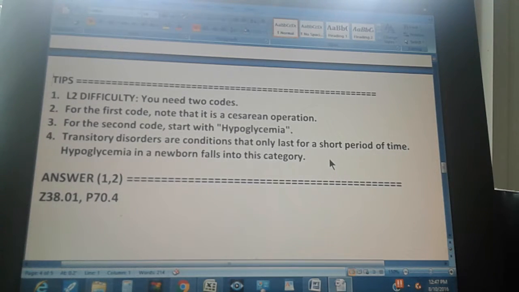Right. Hypoglycemia in a newborn falls into this category. Now, transitory means it's present just for a short period of time and then it goes away. That's transit, right? Transitory disorders. Why do we specify this?